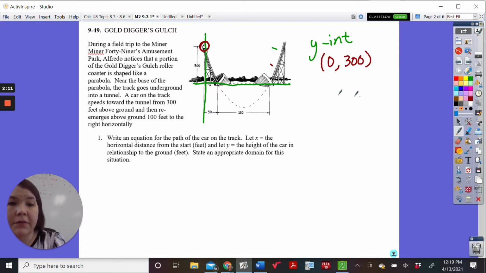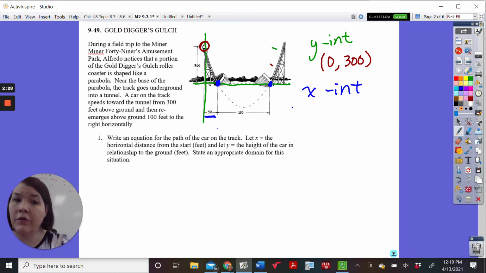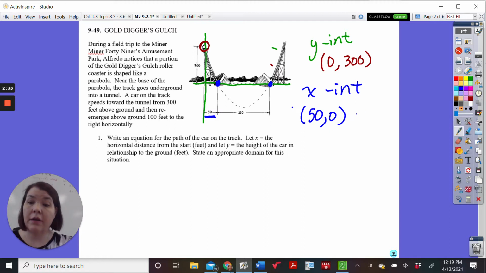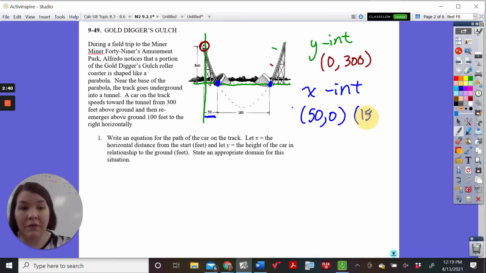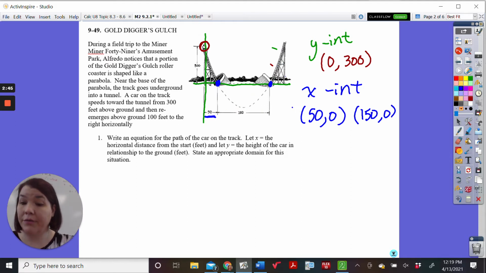What are my x-intercepts? The x-intercepts are where the roller coaster goes into the ground and when it comes back out of the ground. Where are those points? You can't actually tell from here, but this 50 right there represents our first intercept. Our first intercept is (50, 0). Can you find the other x-intercept? Yep, the other x-intercept is (150, 0), because it came back out of the ground 100 feet later.